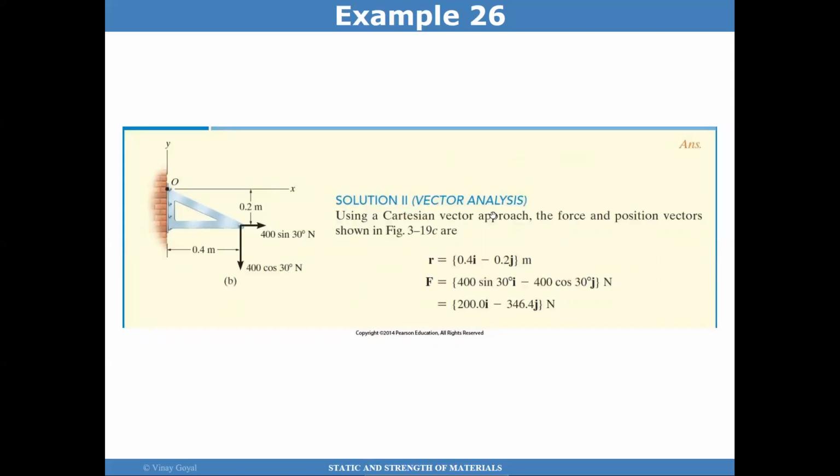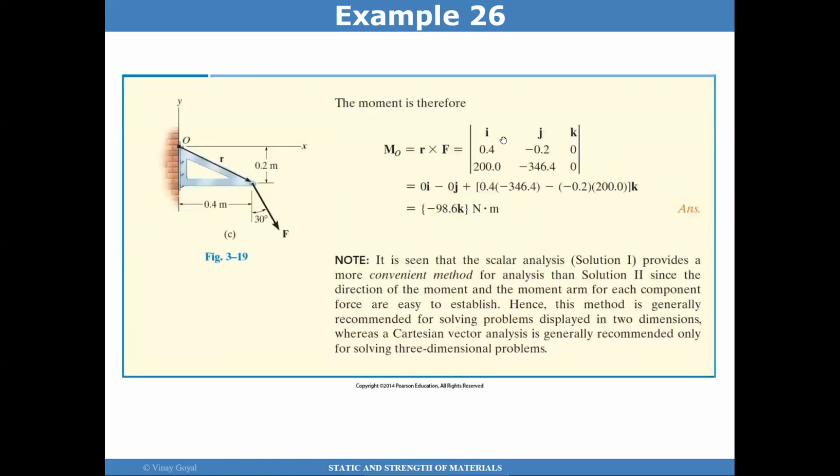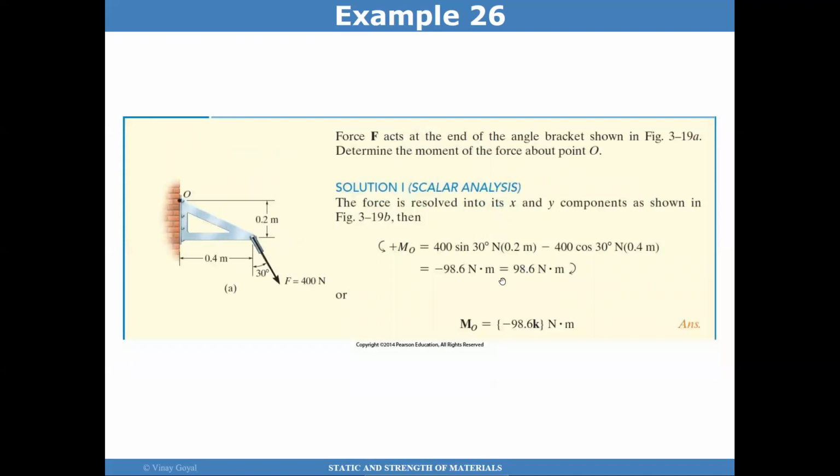The second analysis is to use vector analysis. You can draw a position vector from point O to this point and then calculate the cross product of R cross F, which was done here. And you will see that you will get the same answer as the scalar analysis, 98.6 in the Z direction into the page, which is the same answer we got with the scalar approach.